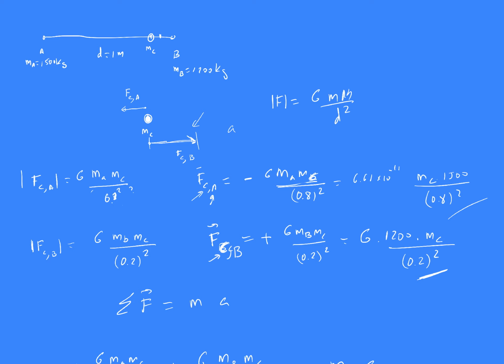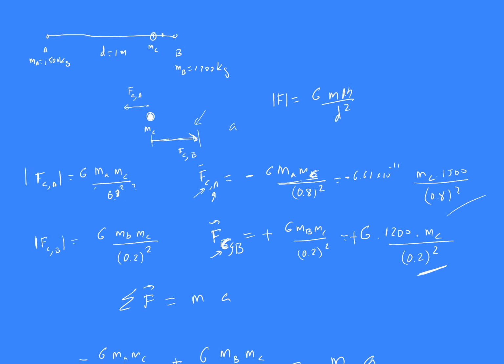And this force is going to the right. Let's put it positive to the right. And this force acting on C due to A is going to the left, so let's put a negative sign here. So there are two forces, one acting to the left, one acting to the right. So the sum of all the forces equals mass by acceleration, the mass of C by the acceleration of C.